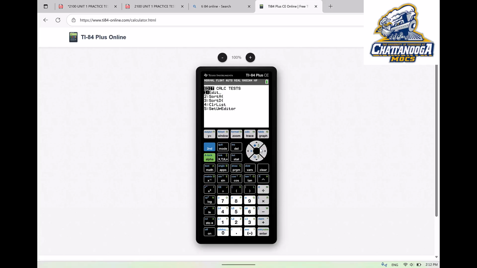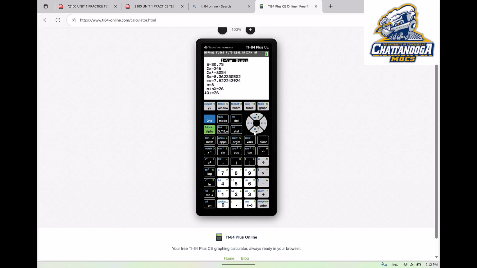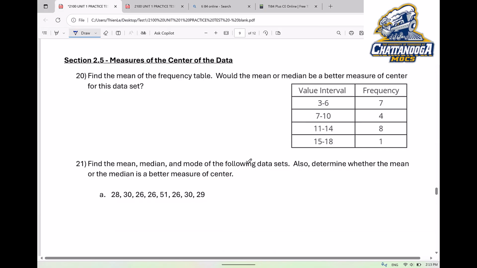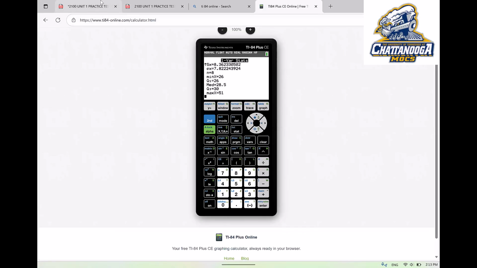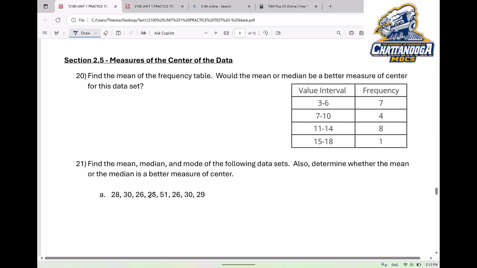Now you do Stat again, go to 1-Var Stats, and choose L1. The mean is 30.75, and you can also get the minimum value, which is 26. The median is 28.95, the max is 51, and Q3 is 30. So from the output you can see the mean and the median, which is the Q2 here. The mode for this case, the data point that appears most, is 26, right?